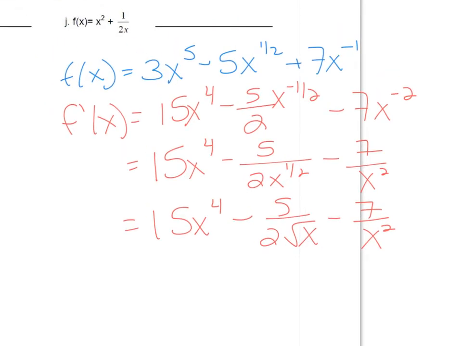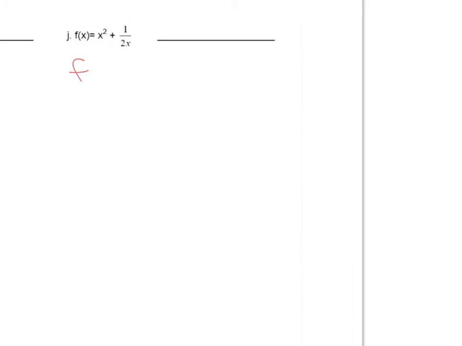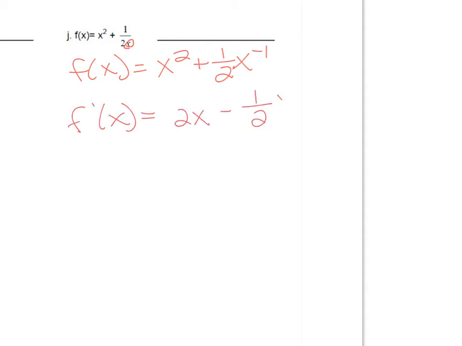Okay, now lastly for J, let me get rid of this. So we get x squared plus 1/2 x to the negative 1. Only this x is what has to change with the negative exponent. So now the derivative is 2x minus 1/2 x to the negative 2. So it's 2x minus 1 over 2x squared.